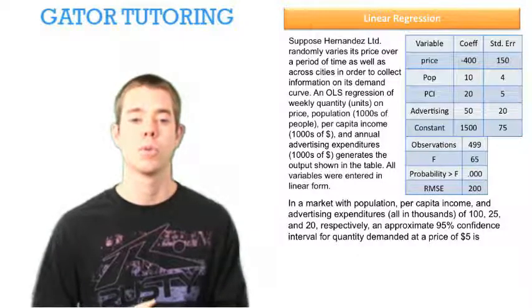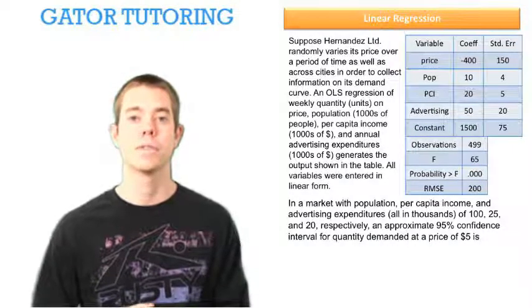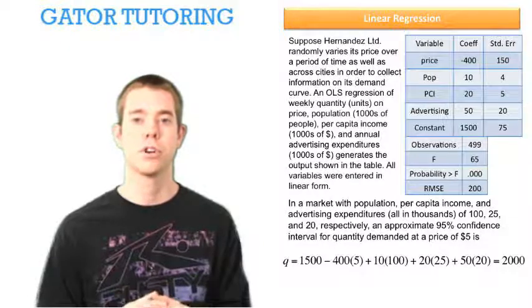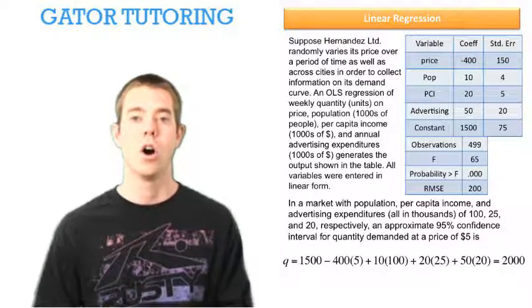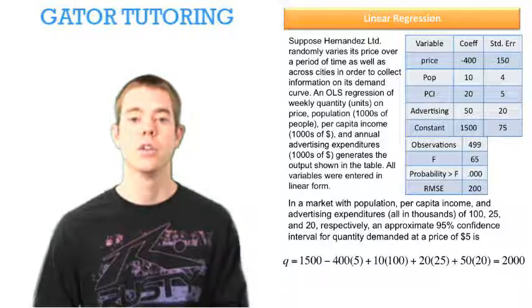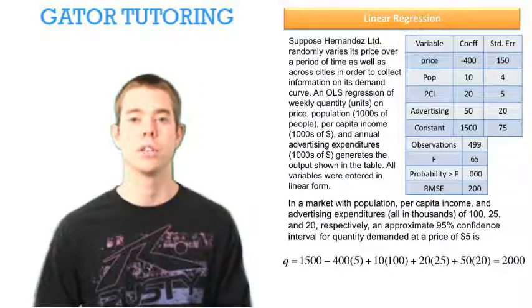So we're going to be solving for a 95% confidence interval for the quantity demanded, but first we need to find our estimated quantity. Estimated quantity is estimated by first starting with our constant and then adding all of our coefficients times our variables. And in this case, we find 2,000 units as our estimated quantity sold.